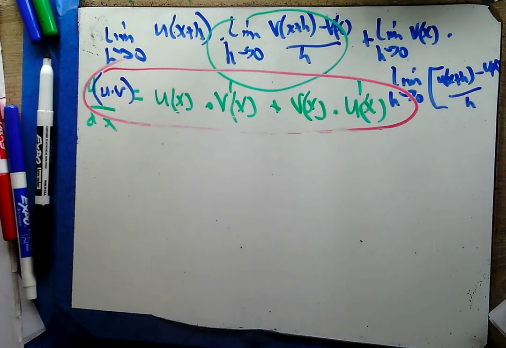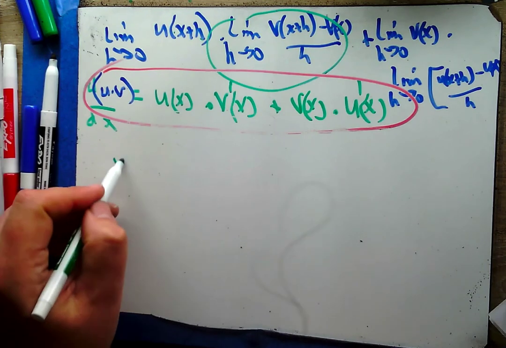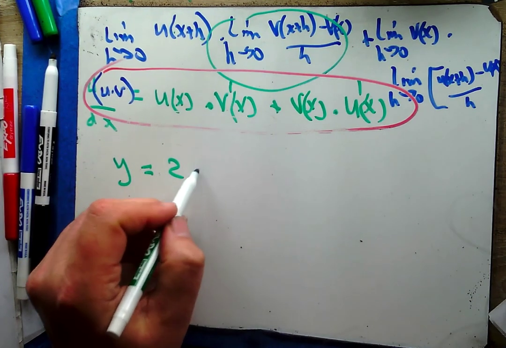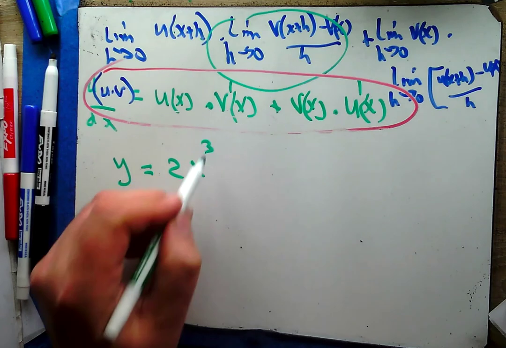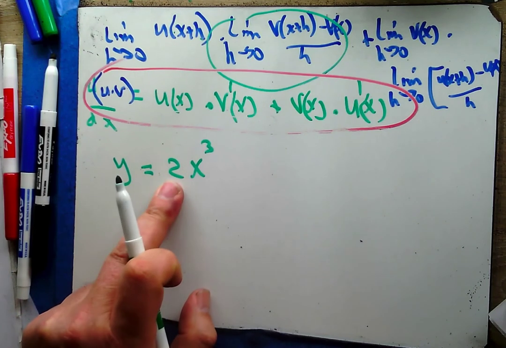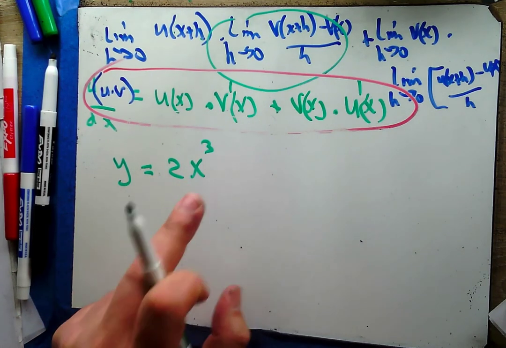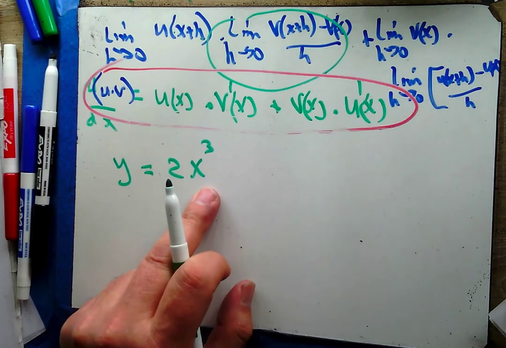Now, I think I heard someone say, well, Mr. Kukla, this is a product rule. Because I got a function, y equals 2 is a function, and y equals x to the third is a function.